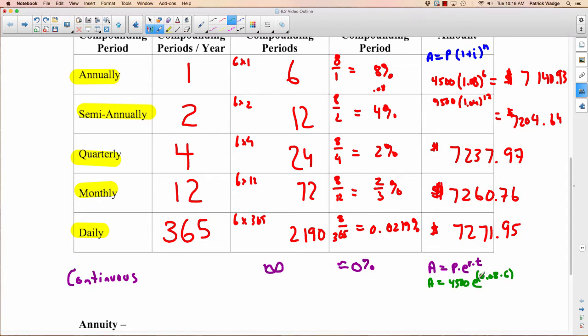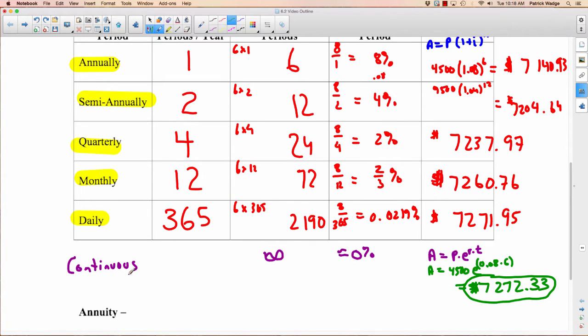You raise E to the 0.48th power, multiply by 4,500, and the amount you will get if you do that is $7,272 and 33 cents. So it sure sounded exciting to get interest every millisecond, every moment of our lives, but the interest rate is so low that it turns out you only get, what, an extra 38 cents from daily. So daily to continuous really is not a big deal at all. But still, it's a pretty cool concept, continuous interest, and you'll talk about it in calculus, I'm sure.